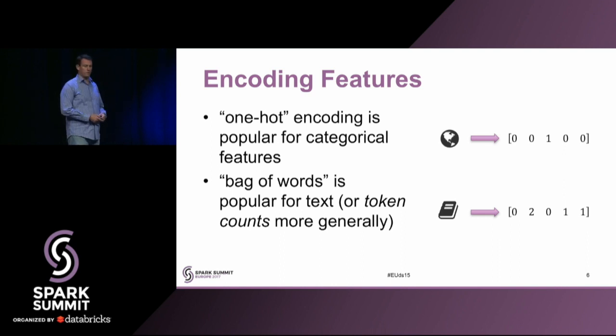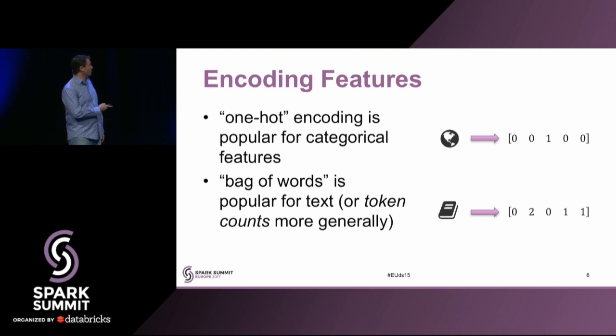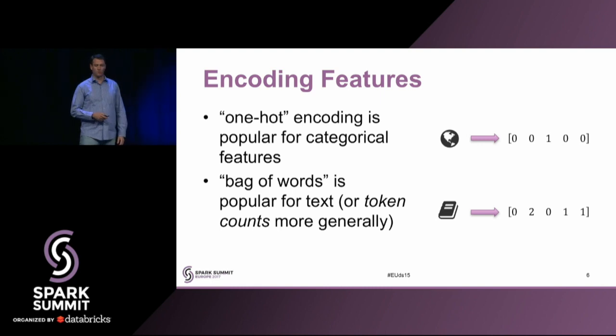So a couple of popular encoding schemes for categorical features and text. For categorical features, we have one-hot encoding, which effectively transforms every individual feature value into a vector where all the entries are 0, except for the entry that is of interest for that particular feature value. And bag of words is an analogous encoding for text. So it looks very similar, but each entry in the vector represents one term or word, and the value is typically a token count, so the counter of the number of words in that document.